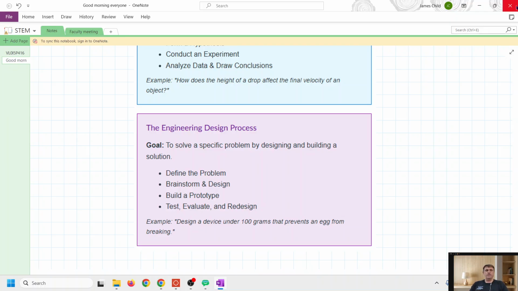So that's the difference between the engineering design process and the scientific method, okay? Next, I am going to have you design something to protect an egg. I'll come back and we'll talk about that in our next video. See you then.